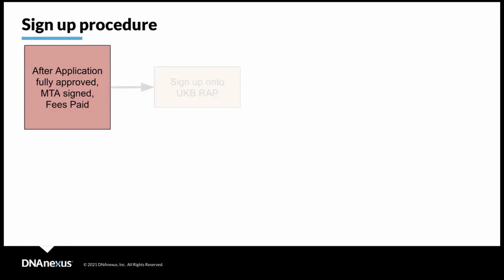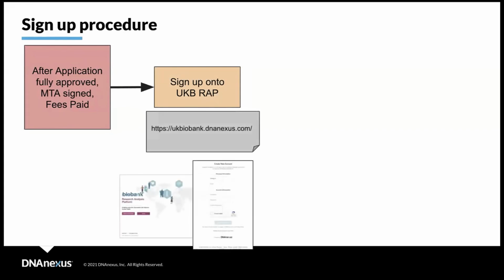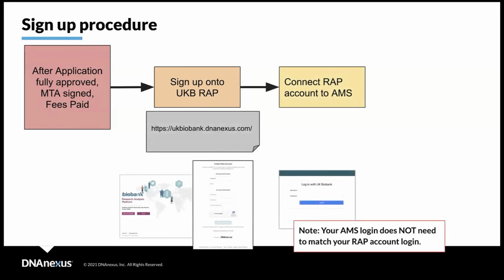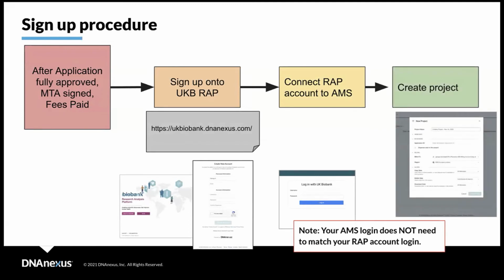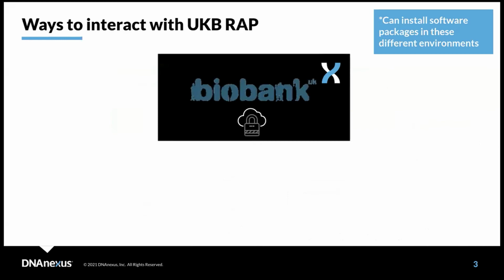So once you do it, you can sign up to the UKB research analysis platform, which is hosted by DNAnexus. You do it at ukbiobank.dnanexus.com. And then you need to connect your research analysis platform account to AMS. I would like to note that your AMS login does not need to match your research analysis platform account login. And so once you do that, you can go to the RAP, and then you can create a project and make your analysis.